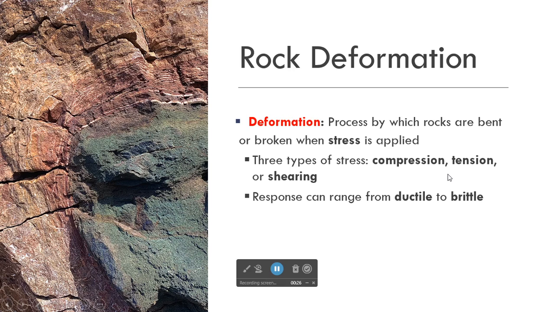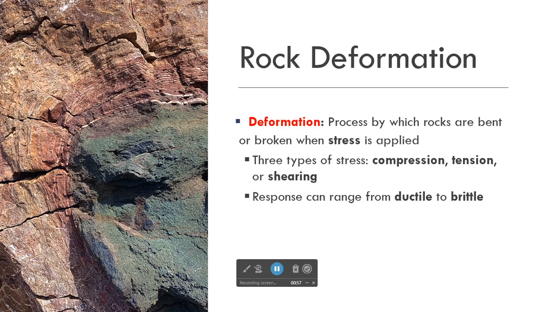So first of all, rocks can be deformed. Rock deformation is the process by which they are bent or broken when stress is applied. There are three main types of stress. Compression, where you're pushing two things together or compressing them. Tension, where you're pulling those things apart. Or shearing. Shearing is probably the hardest for you to visualize, but that's when things are sliding past one another or grinding against one another.